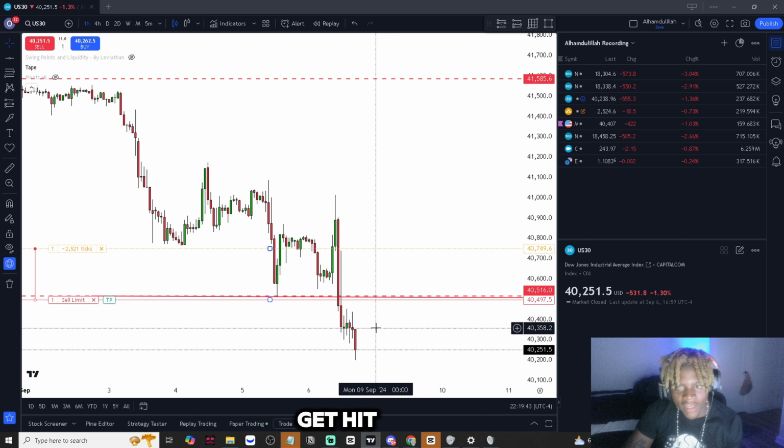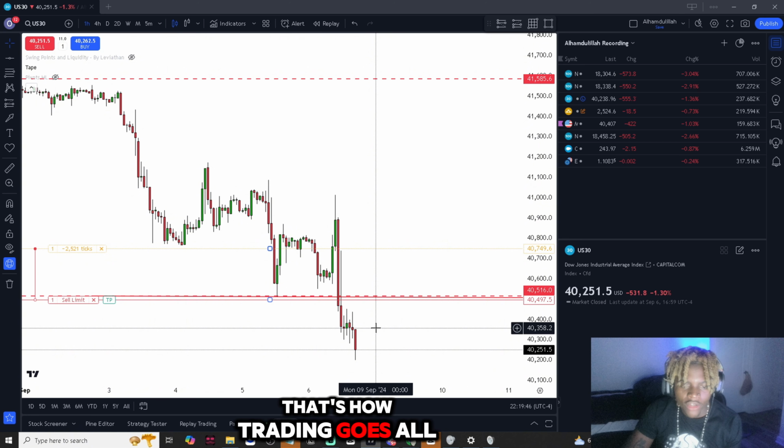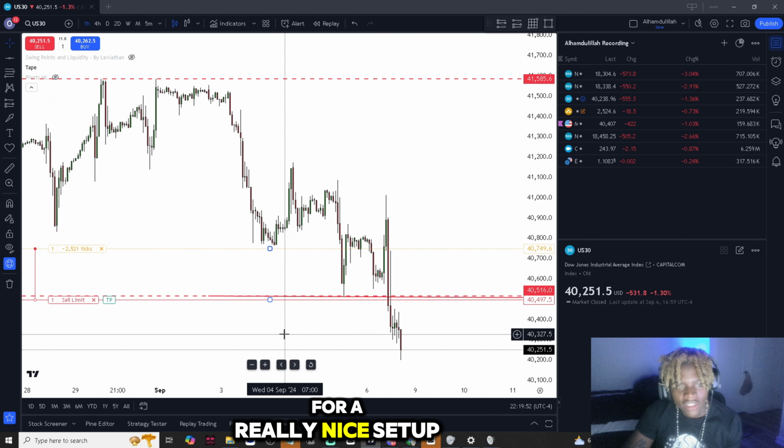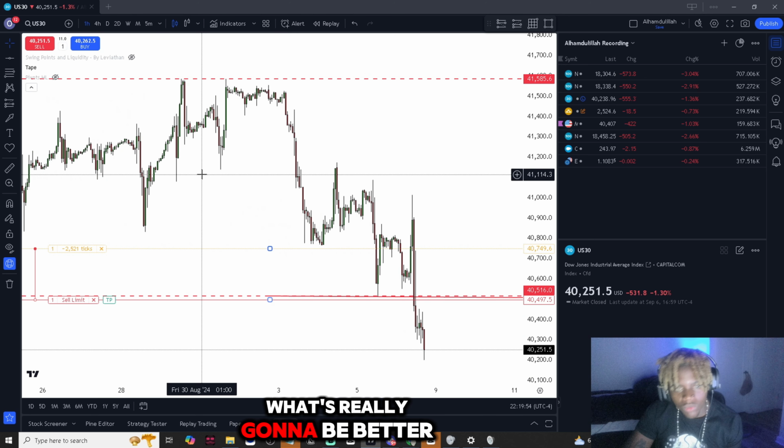Sometimes your stop loss might get hit, but that's completely fine. That's how trading goes. Other times, price is just going to completely invalidate itself and clip down instantly, and then you're going to be able to get in for a really nice setup. So ideally, what's really going to be better?